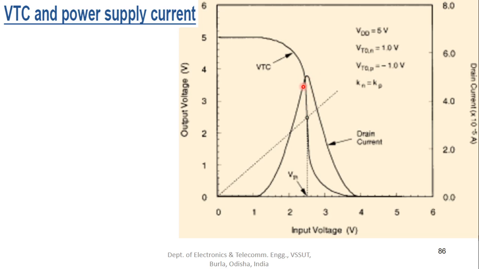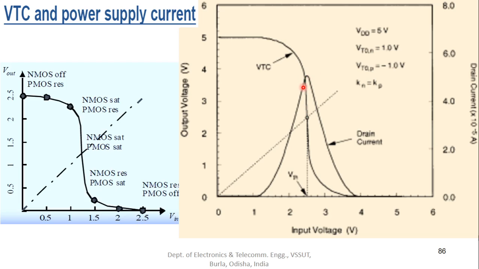And why is it so? Because both the devices are in saturation mode, so both are conducting their maximum amount of current. Because of this, the current flowing through them becomes maximum for any given voltage between VOL and VOH. So this is how the drain current will look when it is plotted against the VTC characteristic.